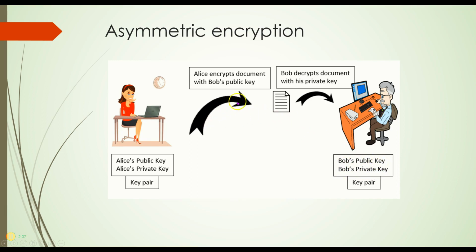So Alice sends Bob a document that has been encrypted with Bob's public key. Now, Bob can decrypt that with his private key. As long as he keeps his private key private, nobody else can read that document. And you notice that Bob's private key has never been sent across the network. It's pretty clever.